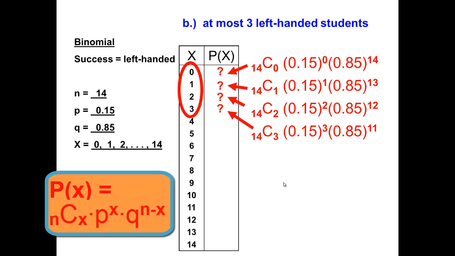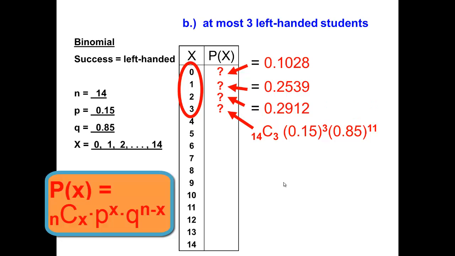You may want to pause and try that for yourself, but by the magic of Miss Borlaug, I'm going to click, and there are those 4 numbers. For x equals 0, we get 0.1028. For x equals 1, we get 0.2539. For x equals 2, we get 0.2912. And for x equals 3, we get 0.2056.